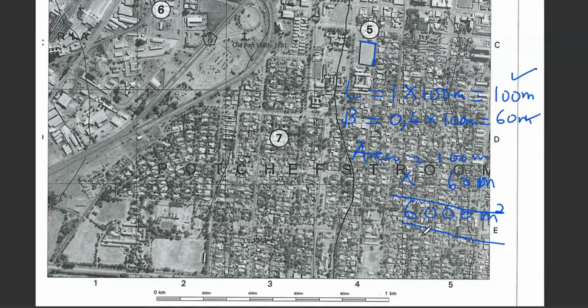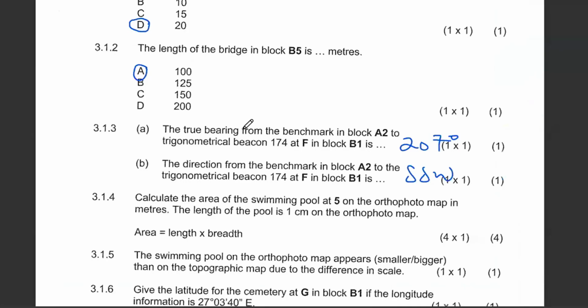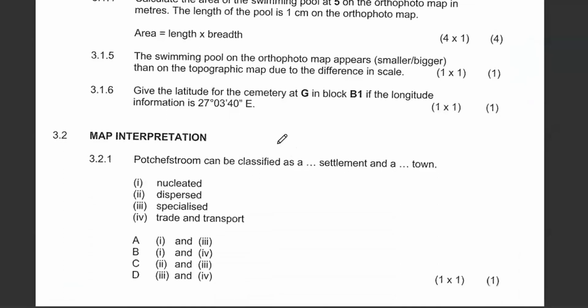If you measure correctly and convert correctly, you're supposed to get that response. Right. Let's move on to the next question. The swimming pool on the orthophoto map appears, is it smaller or bigger? Automatically it appears bigger on the orthophoto map because of the scale. Give the latitude of the symmetry at block G in B1.